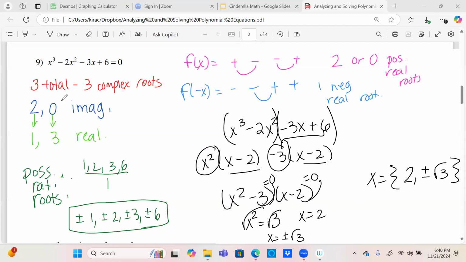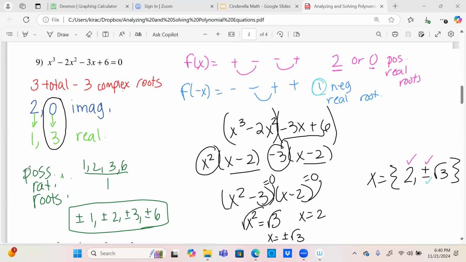So we had this situation. We had no imaginary, 3 reals. The pink says we should have 2 or 0 positives. Well, there's 1 positive, there's 2. And then the blue says we should have 1 negative. Oops, I didn't switch to blue. The blue says we should have 1 negative, and there it is. And we have 3 total.